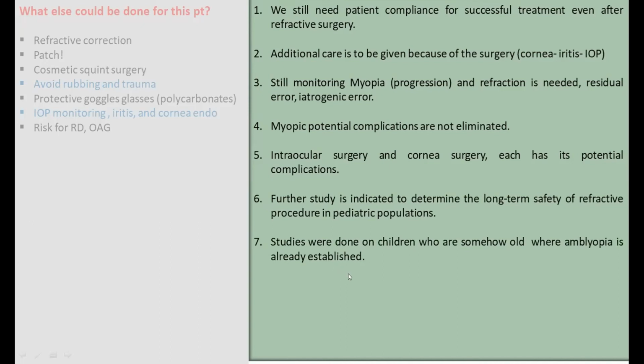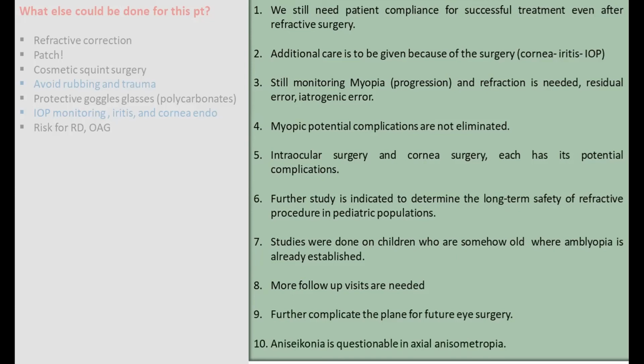And as I said, usually refractive surgery is done in older kids, so the amblyopia is already established. And again, we need more follow-up visits, especially shortly after surgery, to detect any complications. And as you know, for myopia, they may need surgery for retinal detachment, for example. So this complicates the situation.